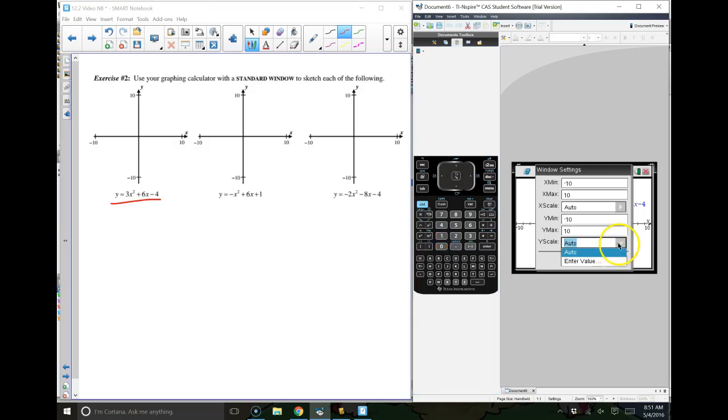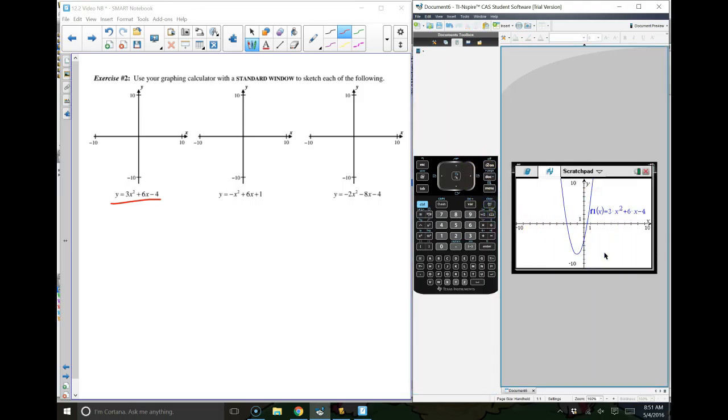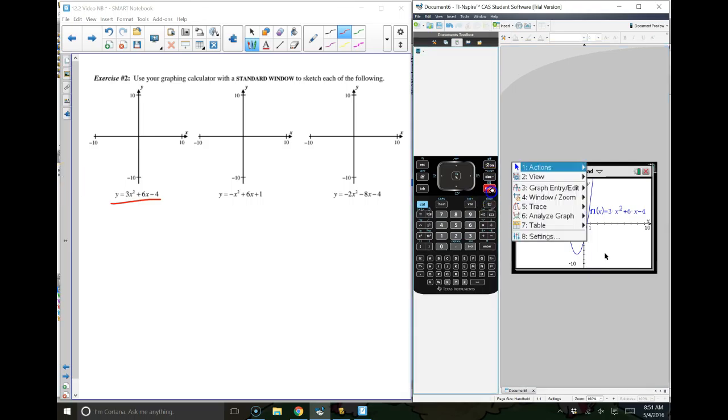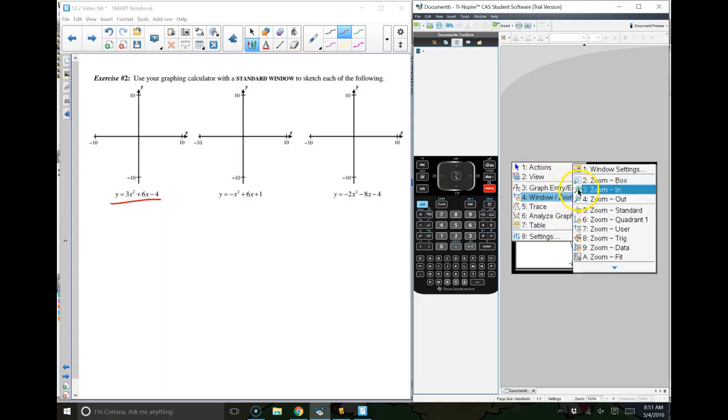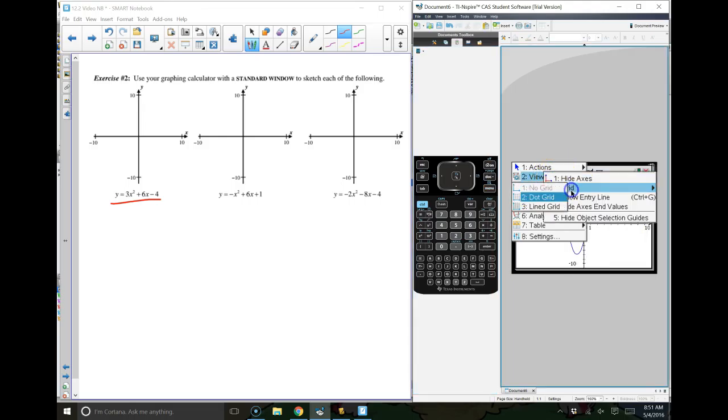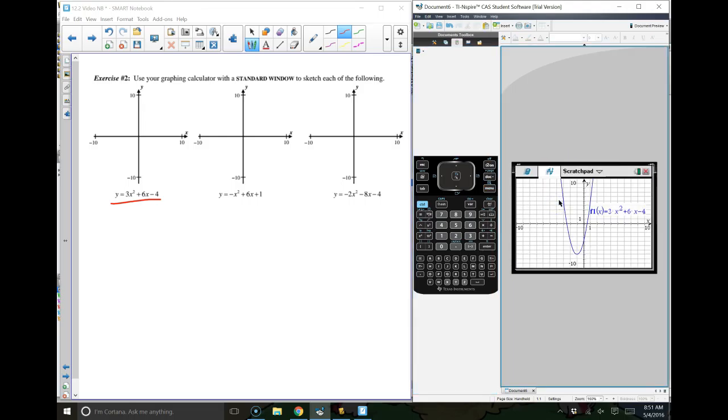Oops, I didn't mean to. Okay, now it's got the same window as my graph. Okay. So I'm going to sketch this. If you want to see the grid lines better, something you can do is go to View, and then Grid, and then Lined Grid, and you can see the grid a little bit better. Okay, so I'm just going to do a rough sketch of this. I'm going to start with the turning point. The turning point is about right here in my sketch, and it goes a little bit past here.